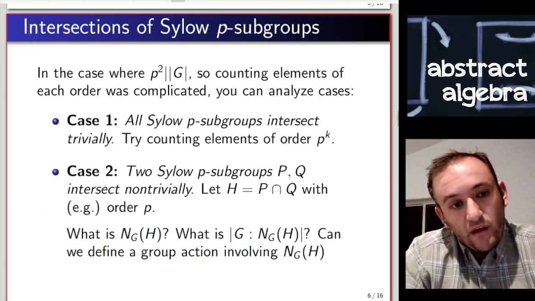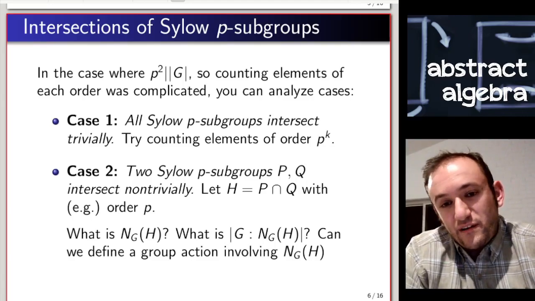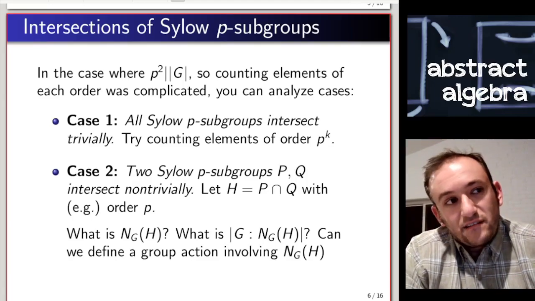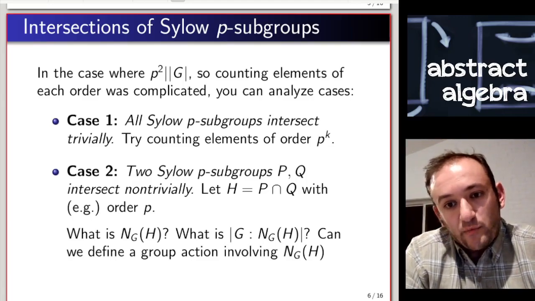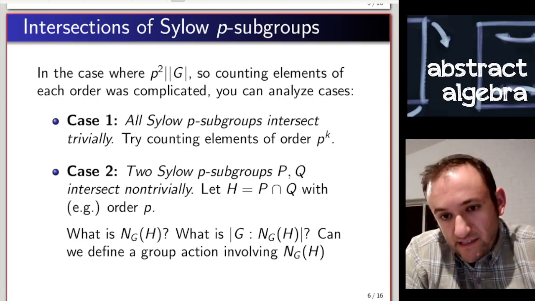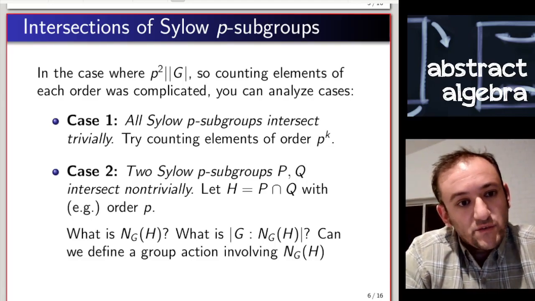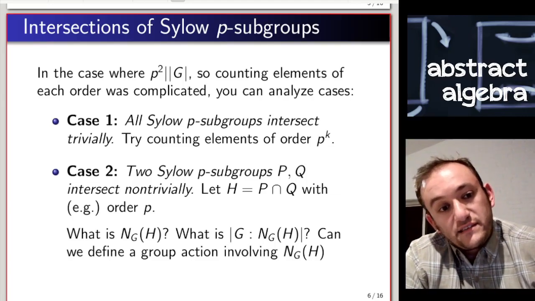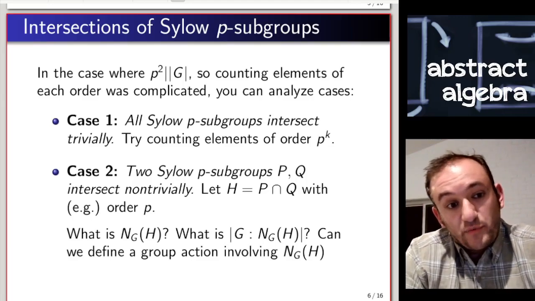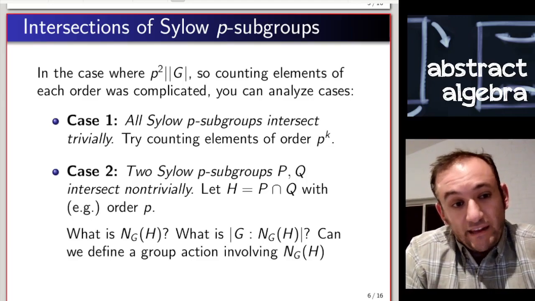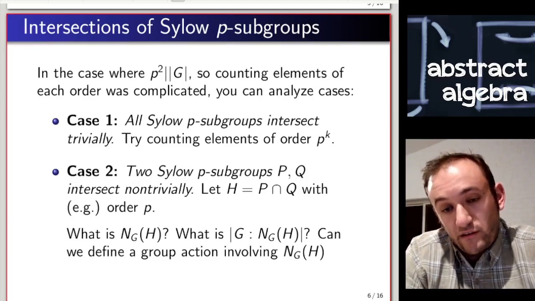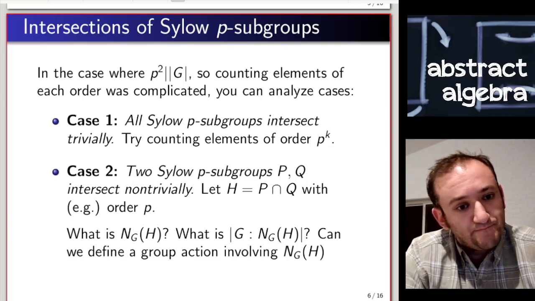Okay, so let's say you tried all of these different approaches and you still haven't gotten anywhere. Then you can backtrack to counting orders of elements. And even though it's complicated when you're looking at higher powers of P, you can still analyze by cases. In the case where P squared divides the order of your group, counting elements of each order was complicated, so you can analyze cases. First case, all Sylow P subgroups intersect trivially. And in that case, you can try counting elements of order P to the K, since they'll still be unique, right? These subgroups do not intersect at all.